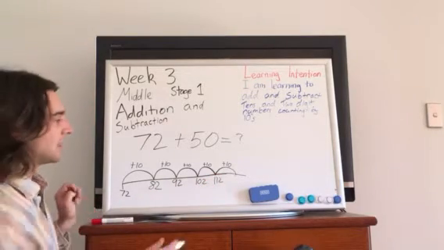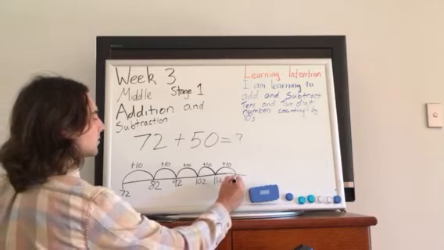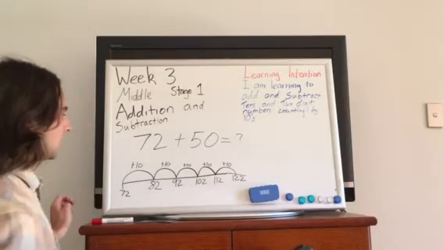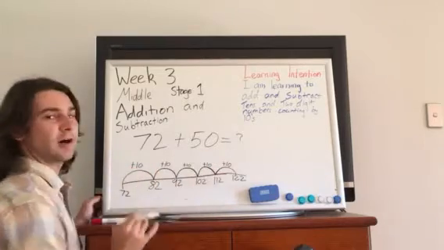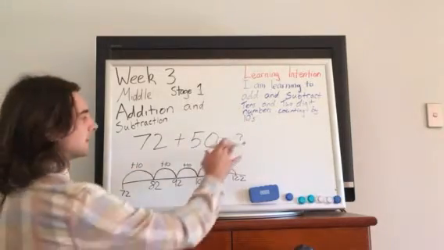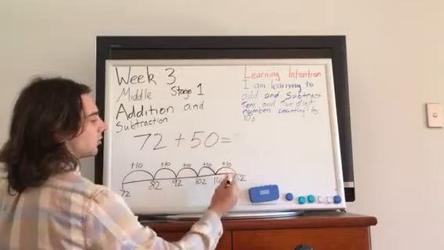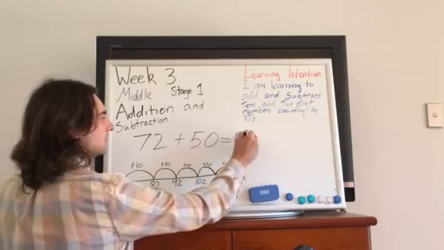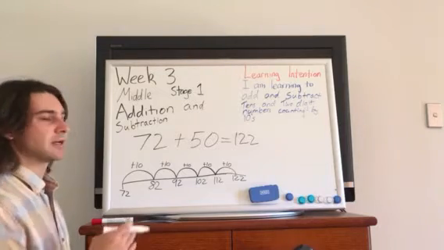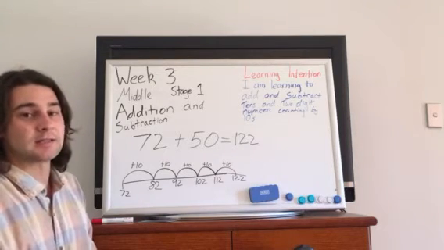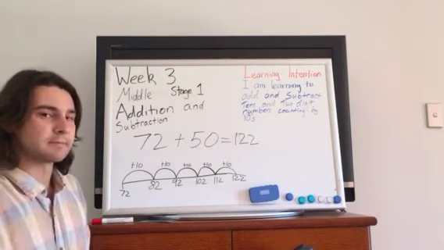112 plus 10 is 122. So I have jumped by 10, 1, 2, 3, 4, 5 times to equal my 50. I have now landed on 122. There's no partitioning this week. We are jumping on a number line by tens, both forwards and backwards.